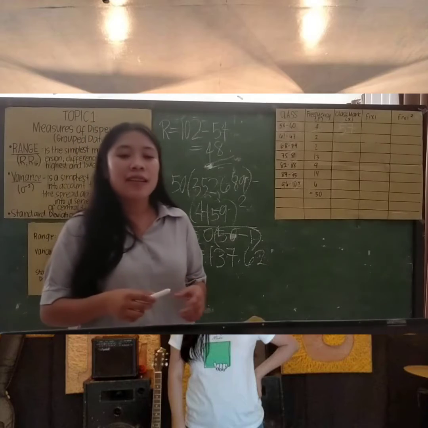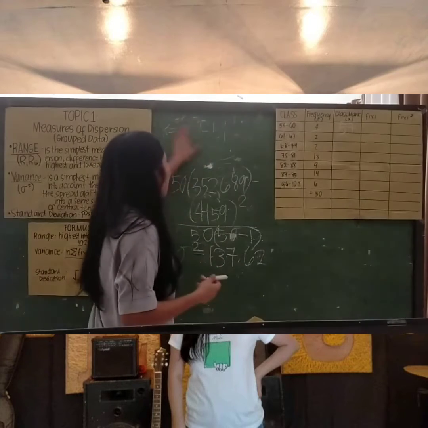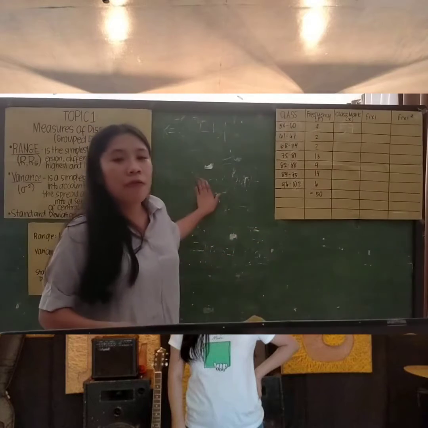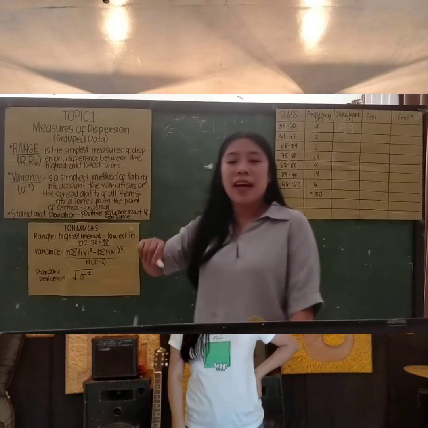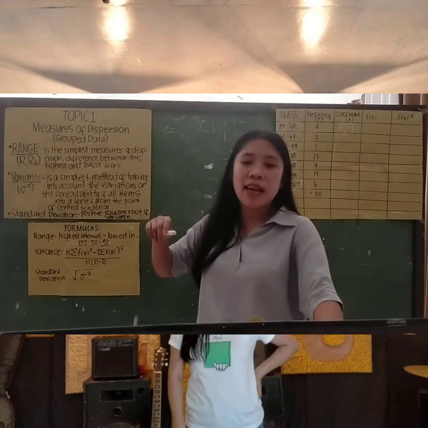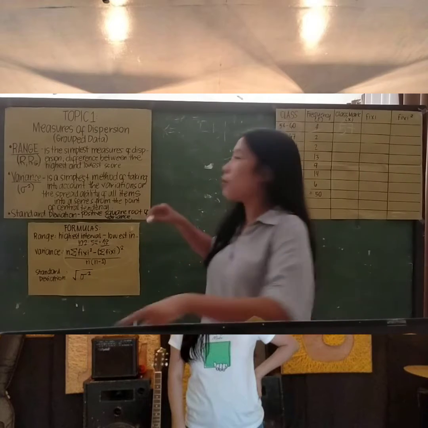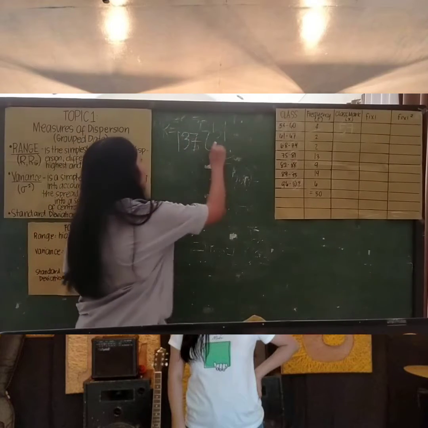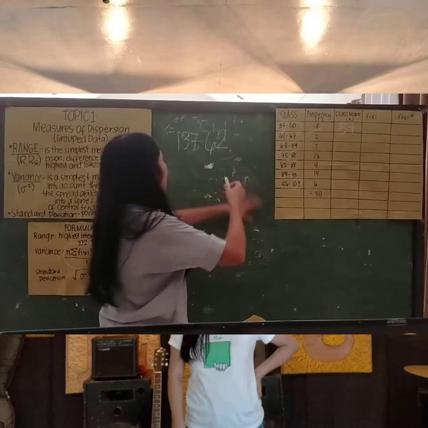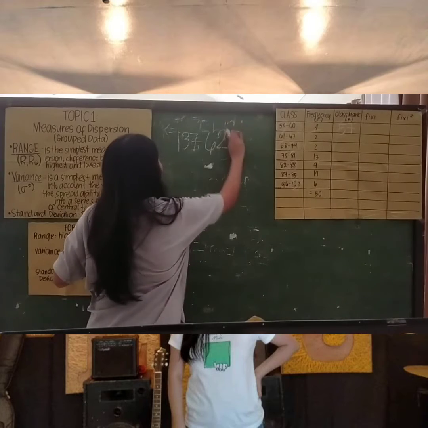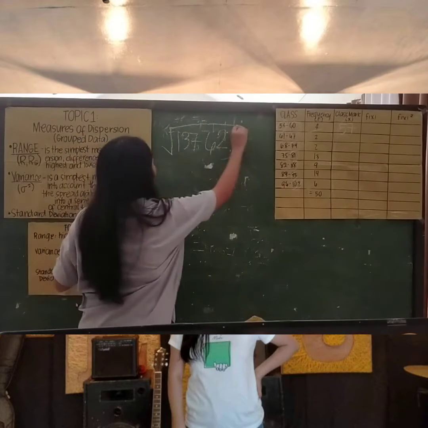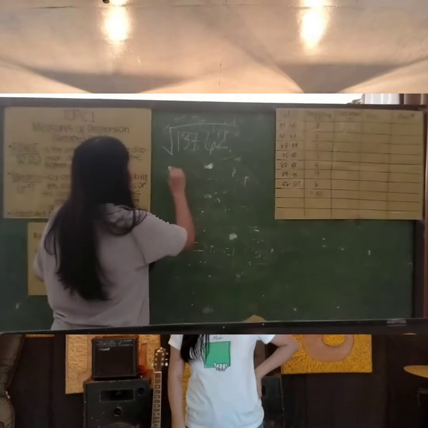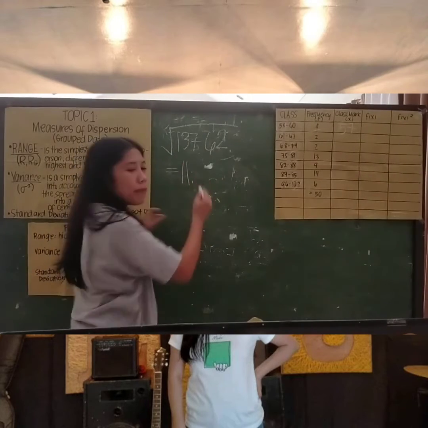And then, para sa ating standard deviation, para makuha natin ang ating standard deviation, yung formula lang natin, square root natin yung sagot natin kanina dun sa ating variance. So, yung sagot natin kanina ay 137.62. So, i-square root lang natin siya. Ayan, square root of 137.62. Ang kakalabasan niya ay 11.73.